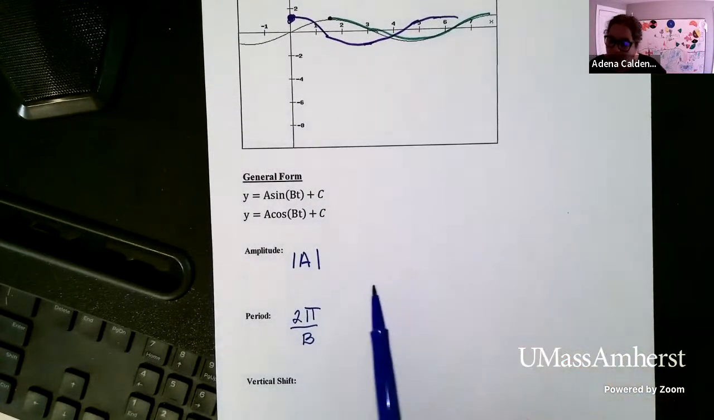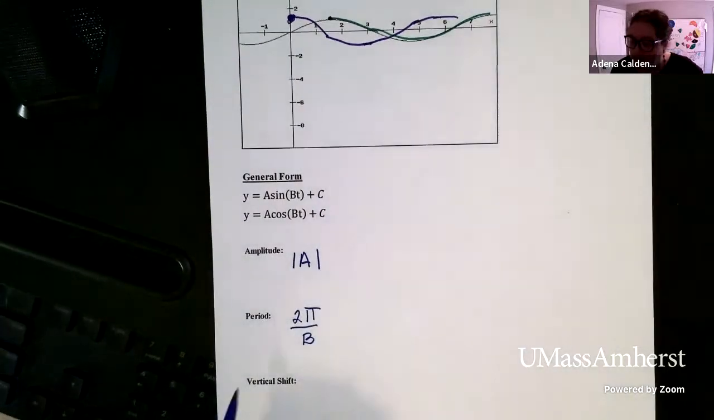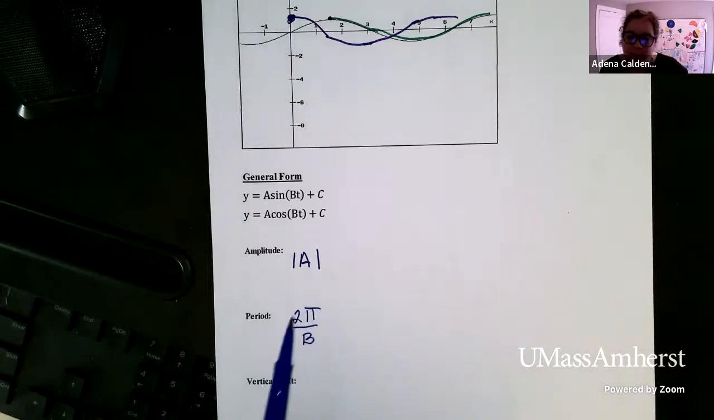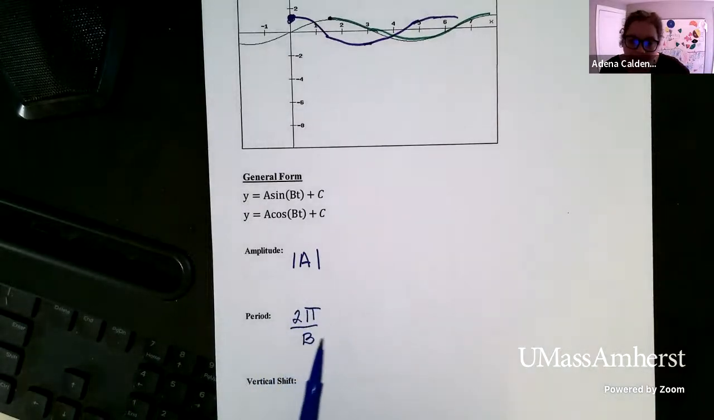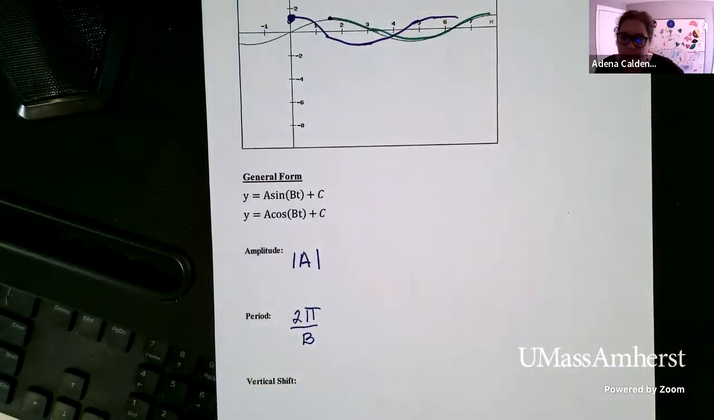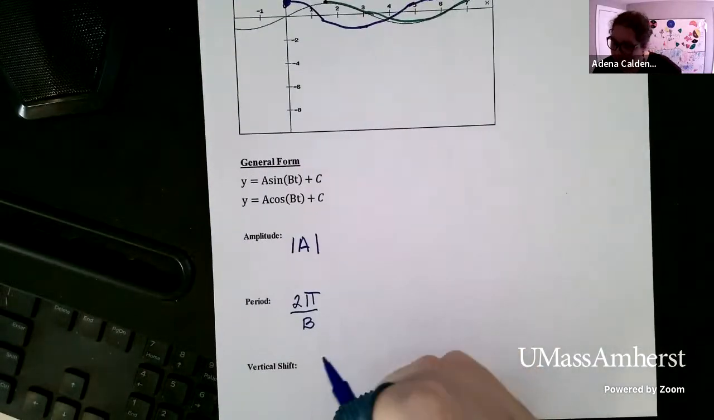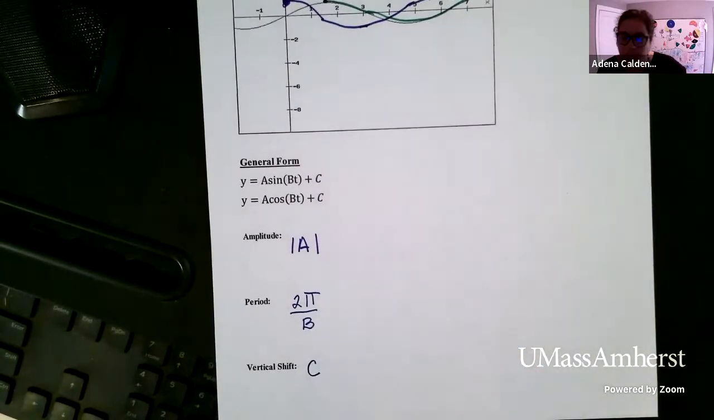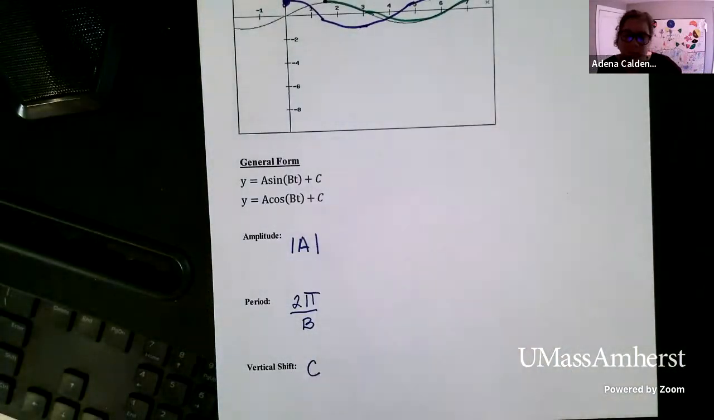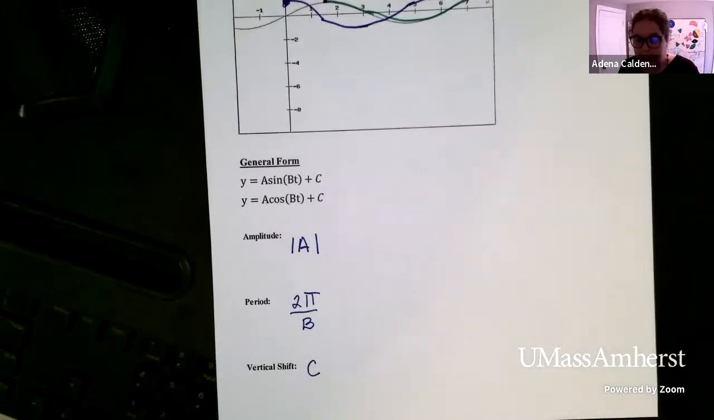If, however, you have a picture or a table or something like that, and you know the period, you would need to take that number and set it equal to 2 pi over b to be able to find the value you need for the general form. Okay, and we're going to practice all of this. And then finally, the vertical shift is what it's called, is your plus c. That's how much you're going to move up or down. If c is positive, you move your function up. If c is negative, it moves your function down.